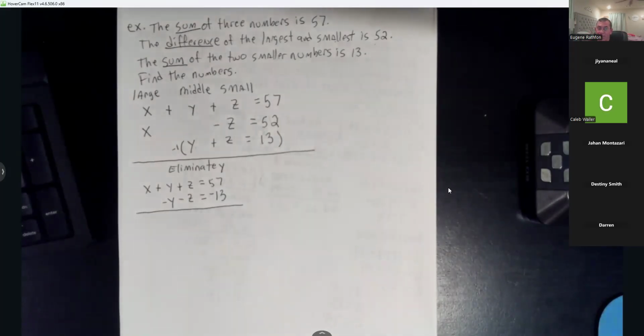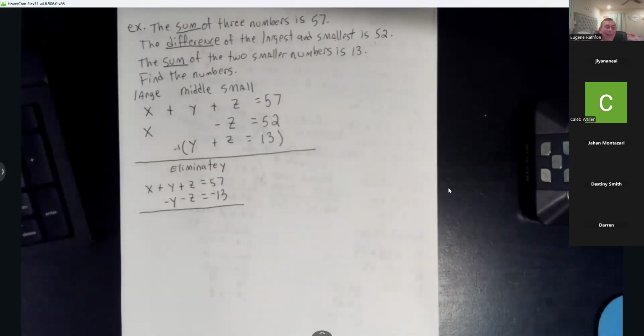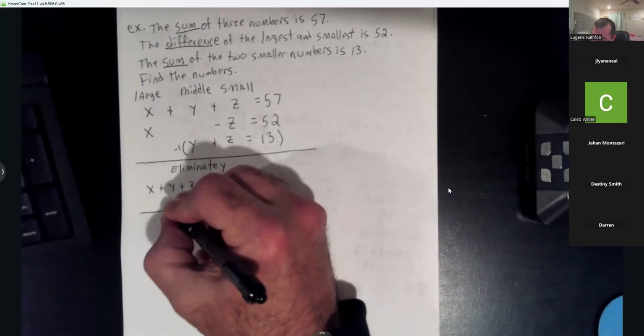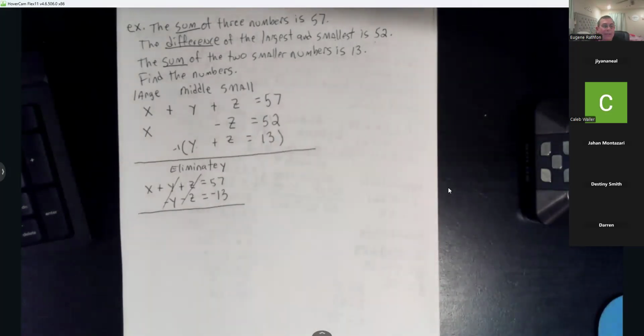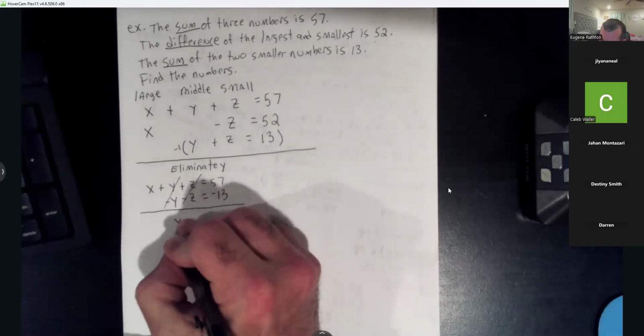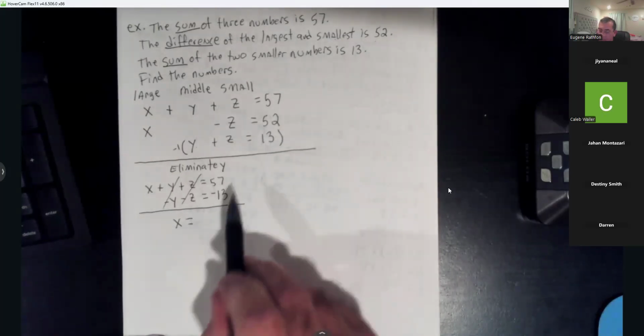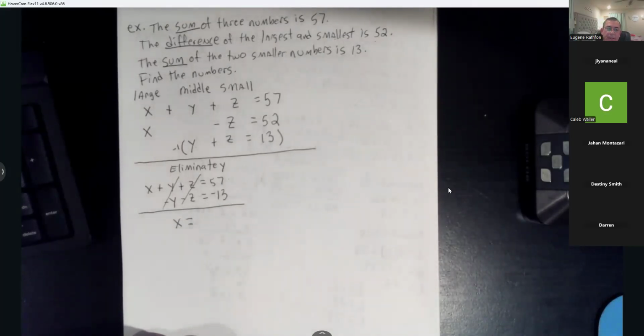But y'all, if y'all just set up like me, watch what happens. What happens here, y'all? Look at that. My Y's cancel. My Z's cancel. So I've already got this solved for X. X is going to equal whatever 57 minus 13 is. And that's going to give me about 44.